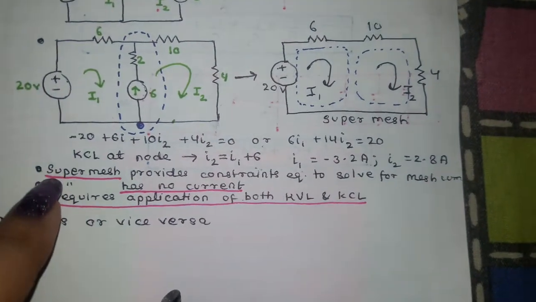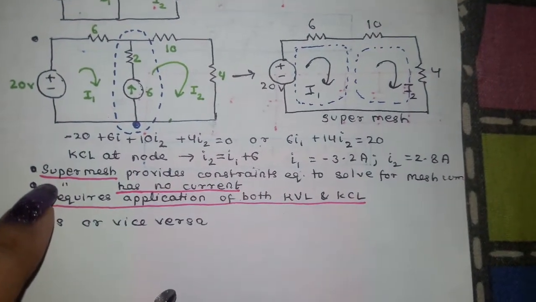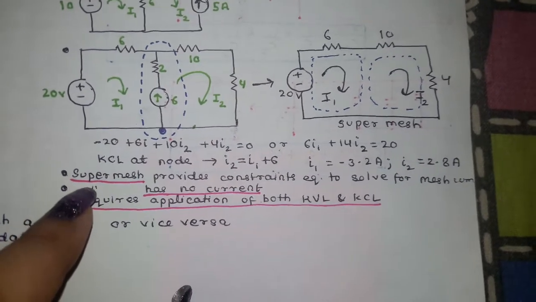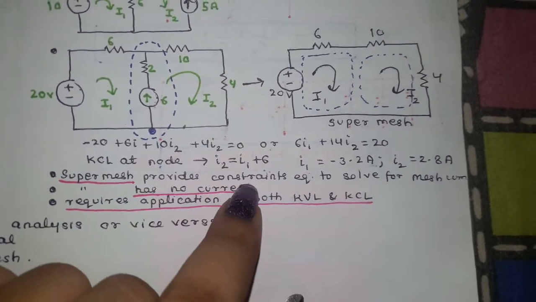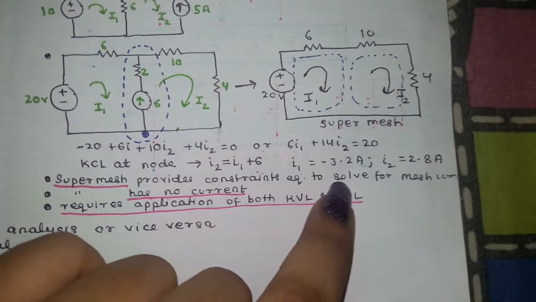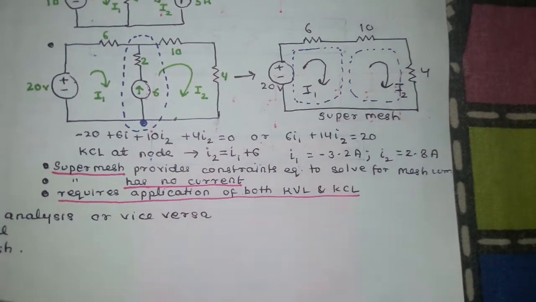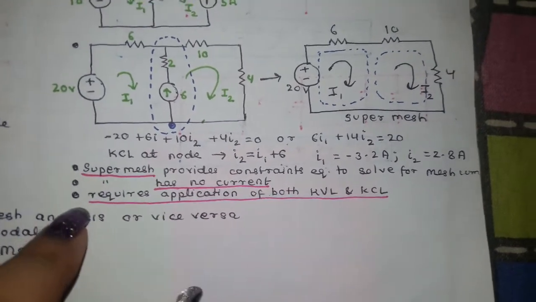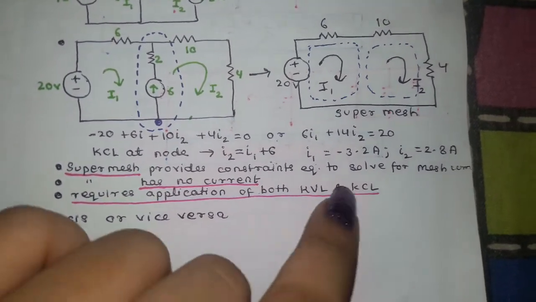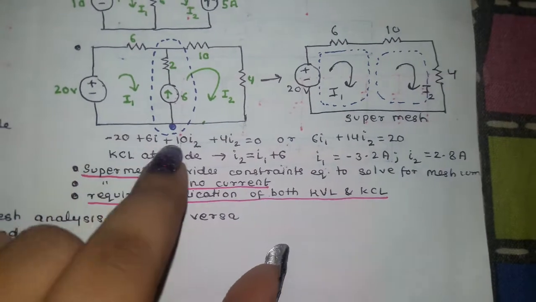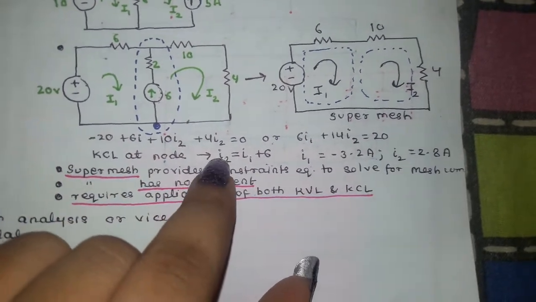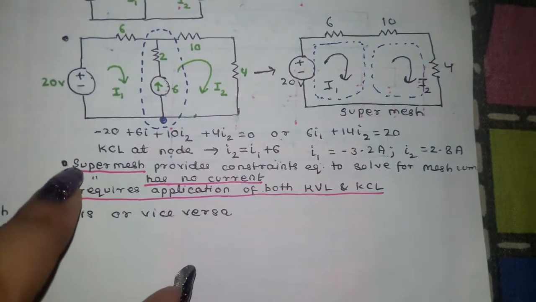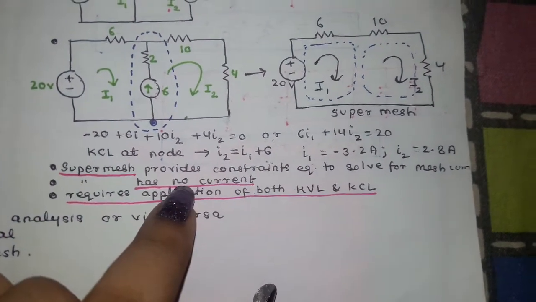Okay, super mesh has the following benefits. It provides constraint equations to solve for mesh currents, and a super mesh has no current. Okay, it requires application of both KVL and KCL. Here we have applied the KVL and now we are applying KCL. Okay, we are using both in case of a super mesh, and a super mesh doesn't have any current on its own.